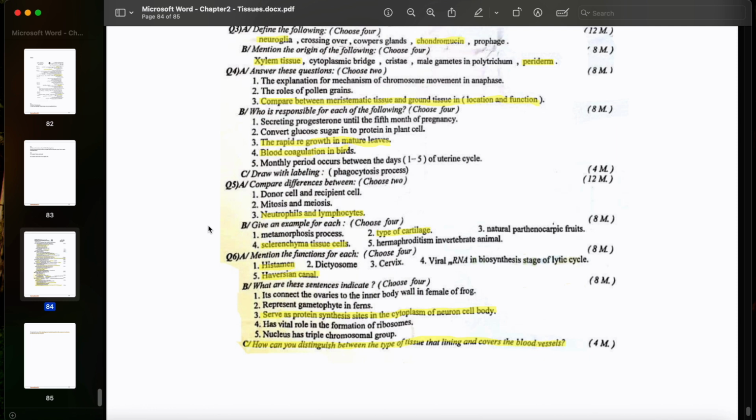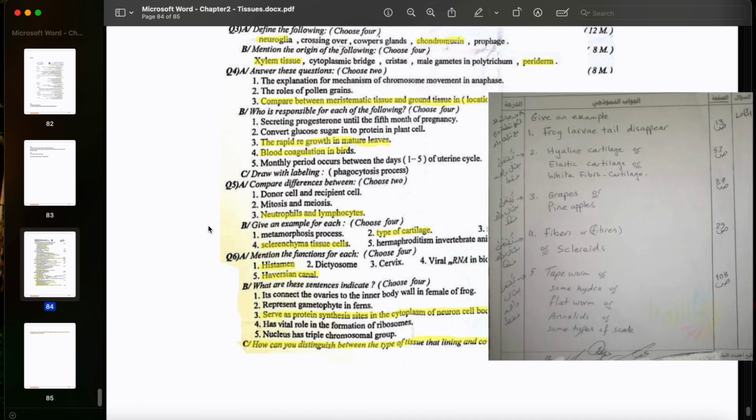Also in question 5b, they're telling you to give an example for each of the following: a type of cartilage. Now this is a very easy open question because you have too many options here. You have 3 options and you can mention one. So you either say hyaline cartilage, elastic cartilage, or white fiber cartilage. And also to give an example of sclerenchyma tissue cells, we said we have 2 cells. We either say sclereids or fibers.